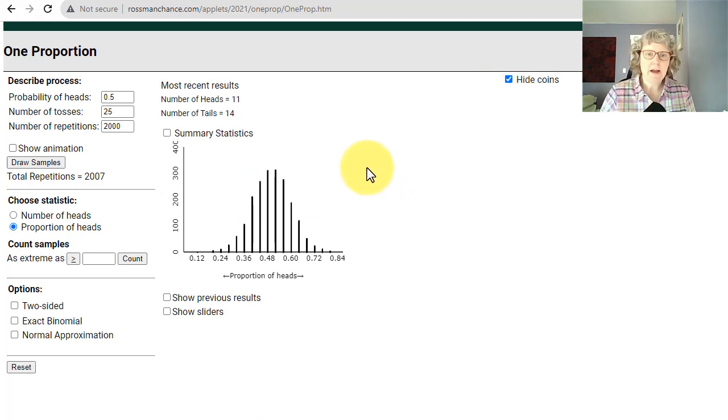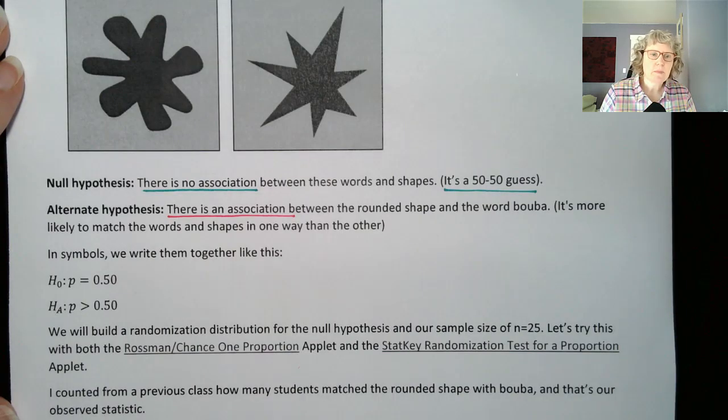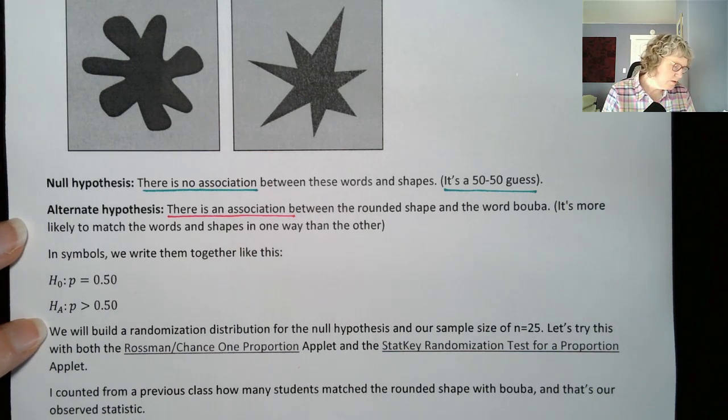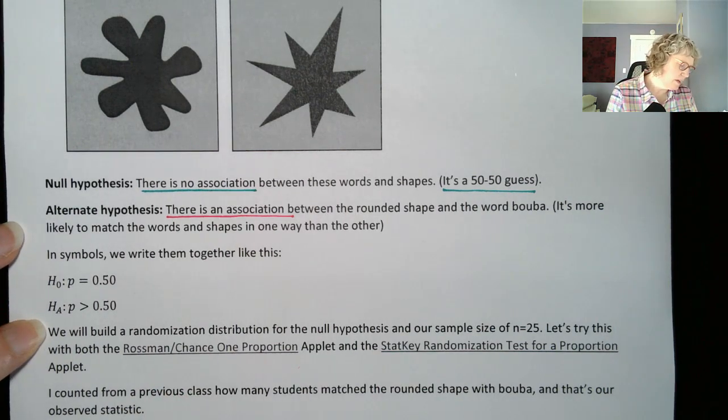Okay, so remember we had a distribution like this, and now we've seen all of these normal shaped curves, or histograms, or dot plots. And then what we did was we got our sample statistic. Okay, so let me go back to the notes for the next part. So we built our randomization distribution. We did it with the Rossmann chance.